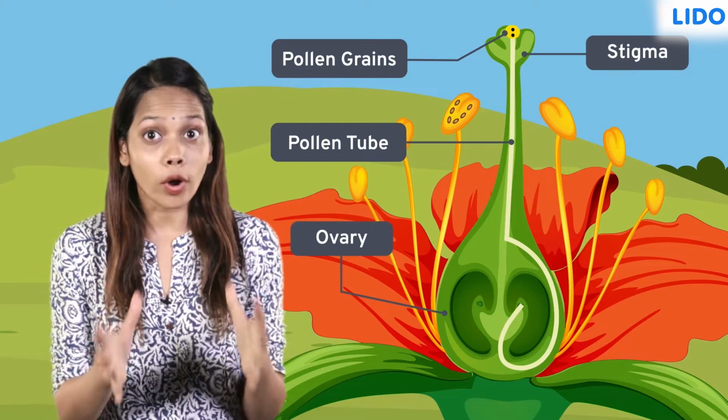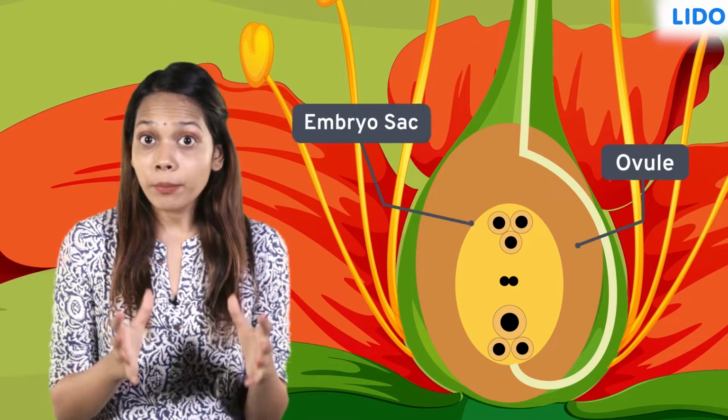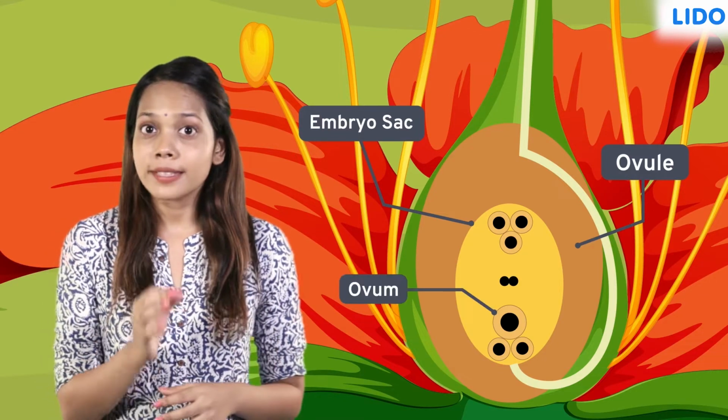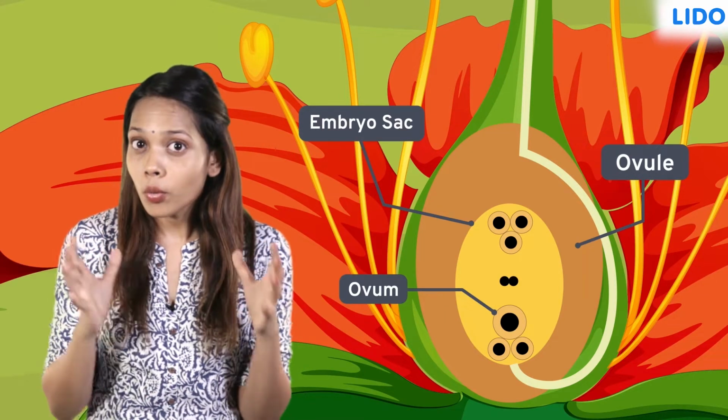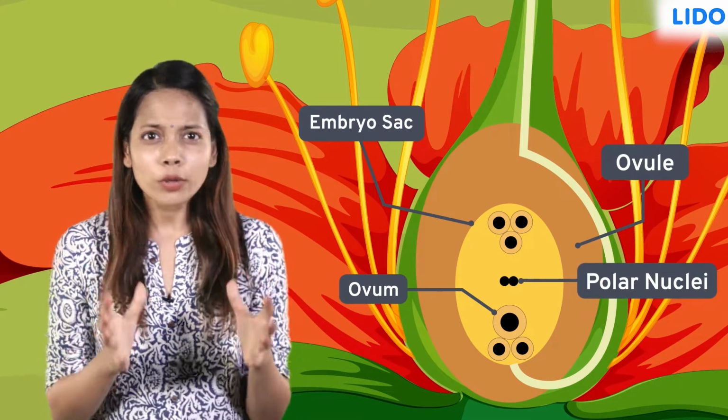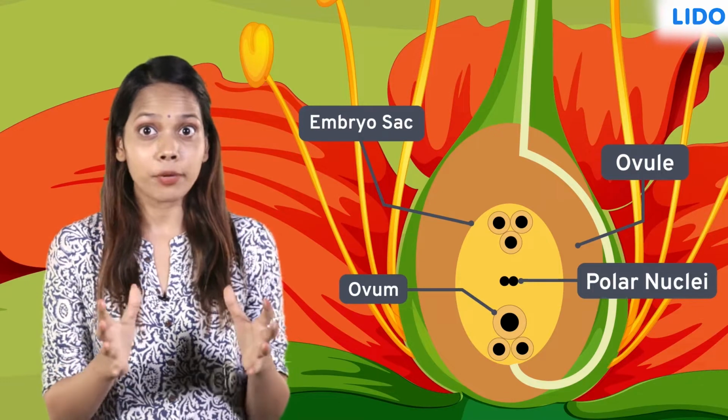Let's look at what is there inside the ovary. The ovary contains an ovule and the ovule contains an embryo sac within it. The egg cell or the ovum is present in the embryo sac along with many other cells. The polar nucleus is also present at the center of the embryo sac.